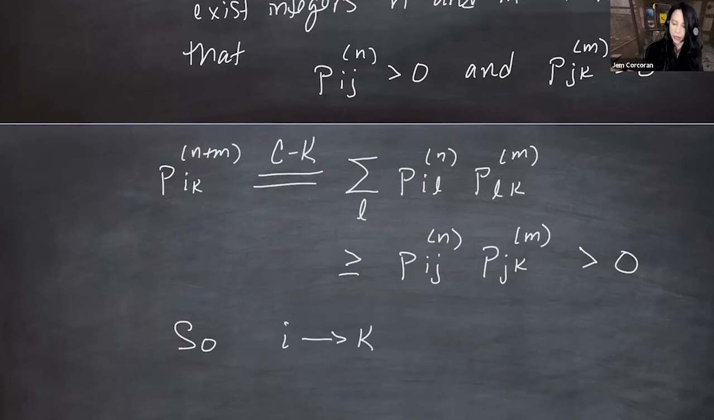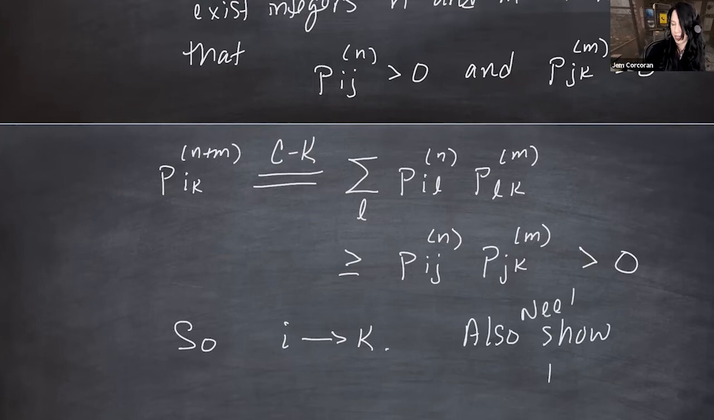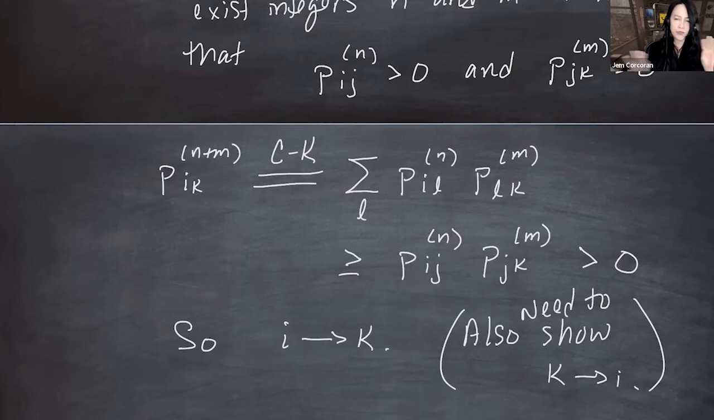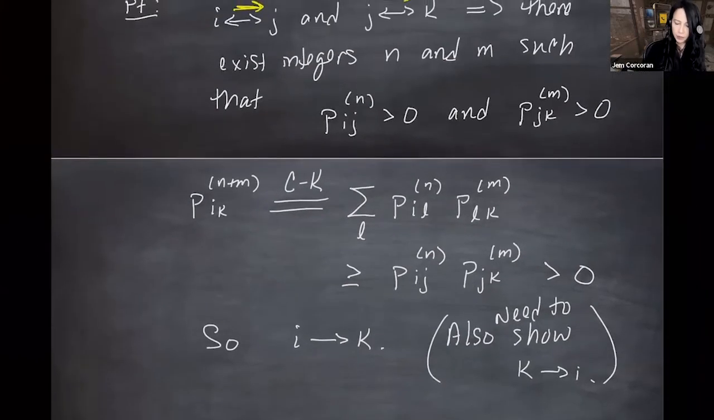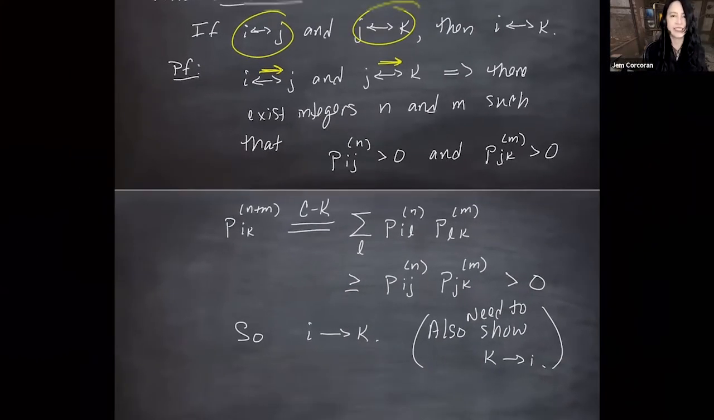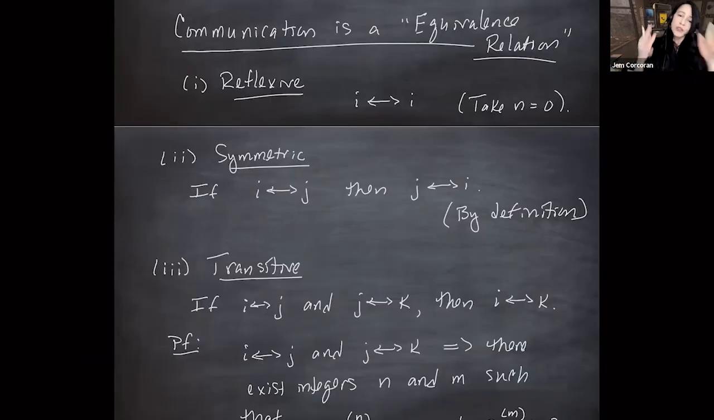And then we have to do the other direction, which I won't drag you through. So also, we need to show that from K you can go to I. And those aren't necessarily going to use the same integers, so two more numbers of steps. But we've proven it. So if you've heard of an equivalence relation, you might suspect what's coming next.